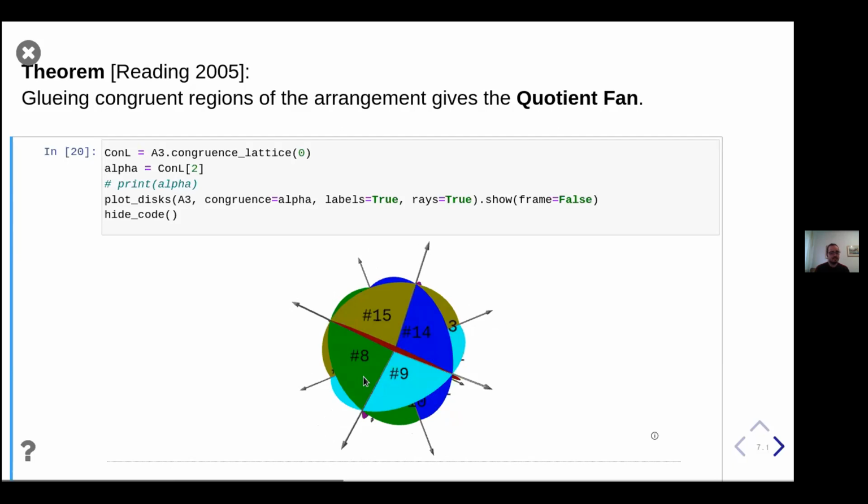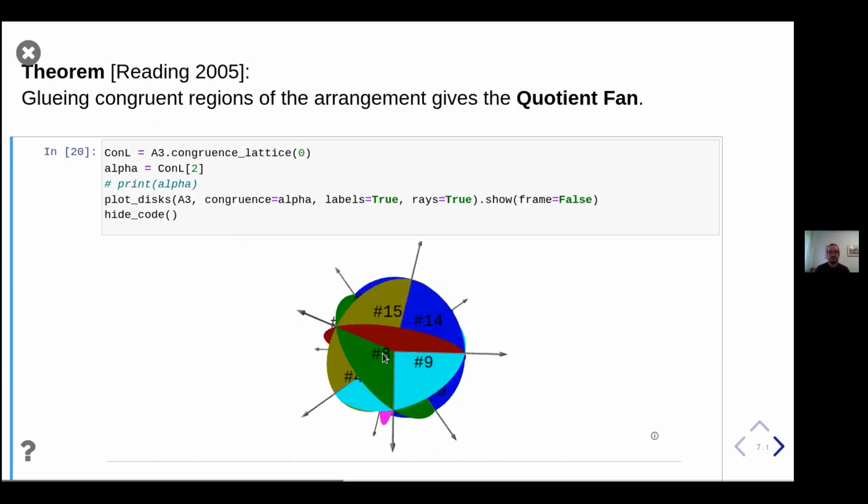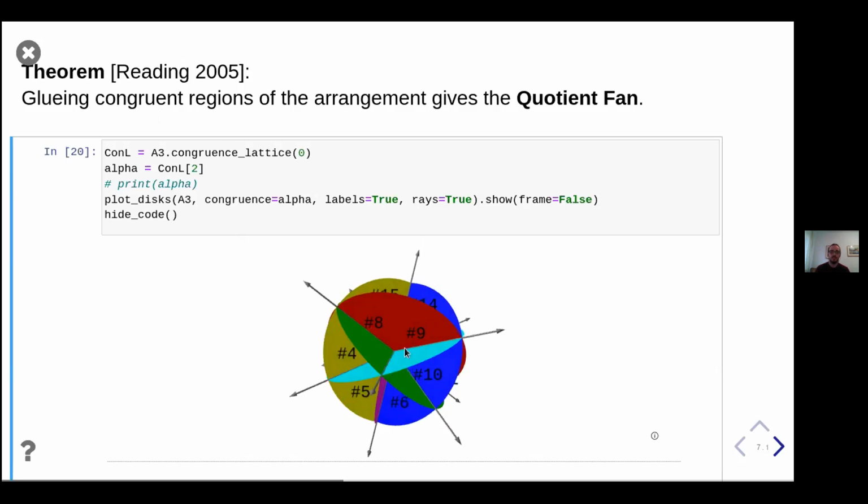And this is not trivial, because if we would have done this with an arbitrary equivalence relation on the lattice, we might have obtained anything. It would not have been even guaranteed that the region is still convex. But it's a result by Reading that whenever we glue congruent regions, so we glue according to a lattice congruence, we get convex cones as our new regions, and these cones together still form a fan, still form a complete fan, which is called the quotient fan, corresponding to that lattice quotient.